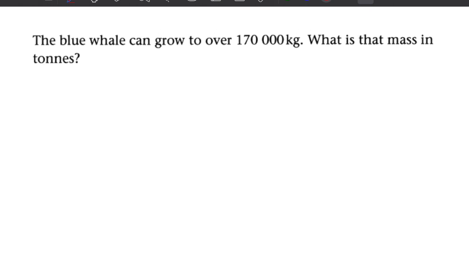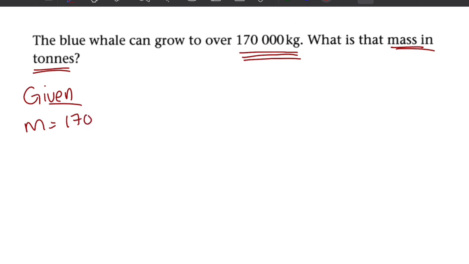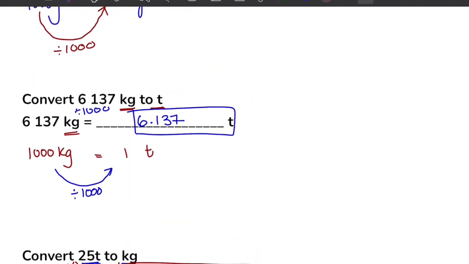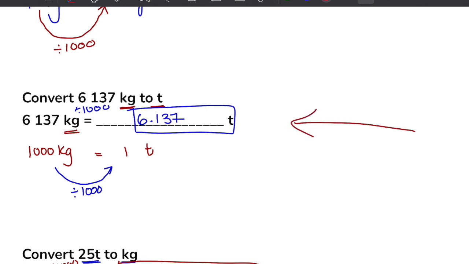The blue whale can grow to over 170,000 kilograms. What is the mass in tons? So what is the information given to me here? What's given is the mass, which is 170,000 kilograms. What do we want? We want that mass in tons. Okay, so 170,000 kilograms. What does it equal in tons? This is the question that we're answering. So isn't that very similar to this example right here? We're going from kilograms to tons. So we're going to follow the same procedure.